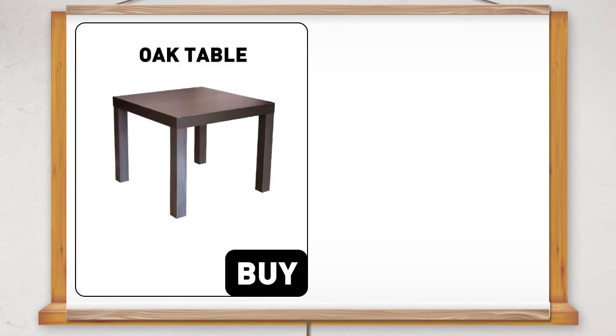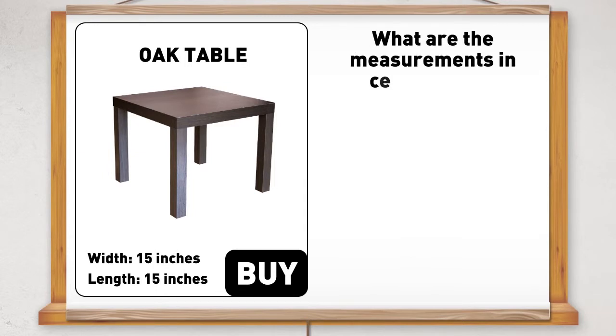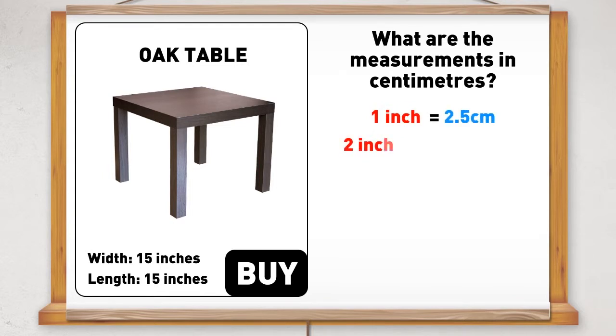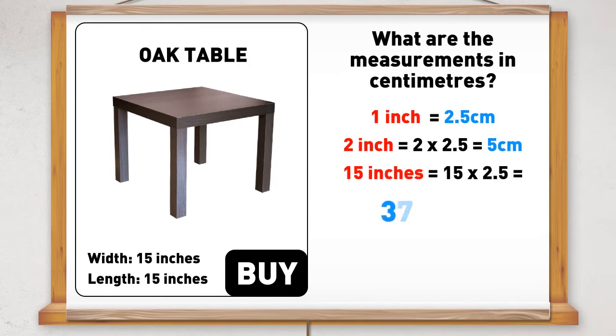Let's look at an example. You see a table on eBay and its measurements are shown in inches. Before you buy it, you want to know what the measurements are in centimetres. Since 1 inch is 2.5 centimetres, 2 inches is 2 times 2.5 centimetres, which is 5 centimetres. So 15 inches is 15 times 2.5 centimetres, which is 37.5 centimetres.